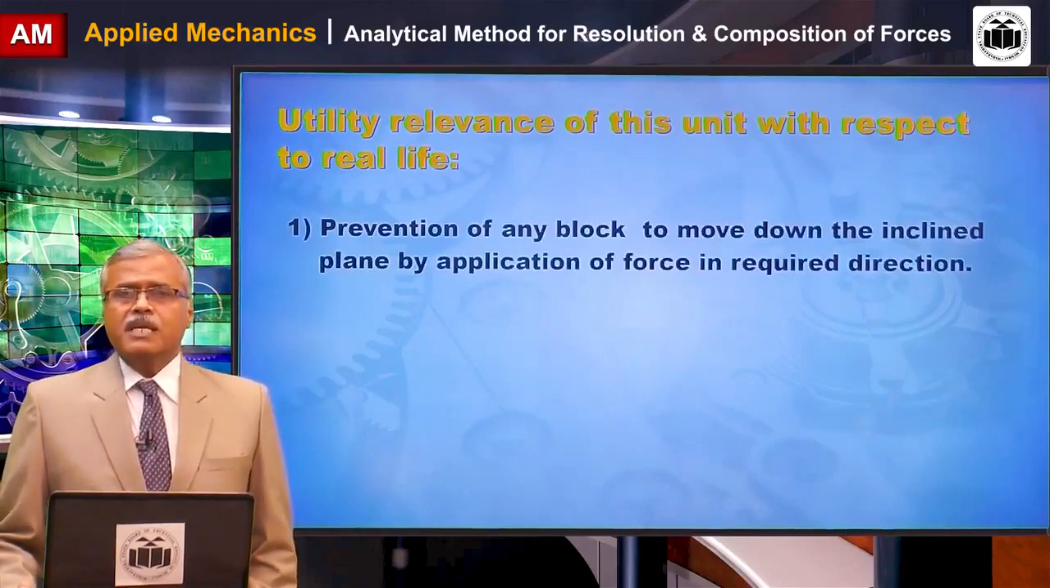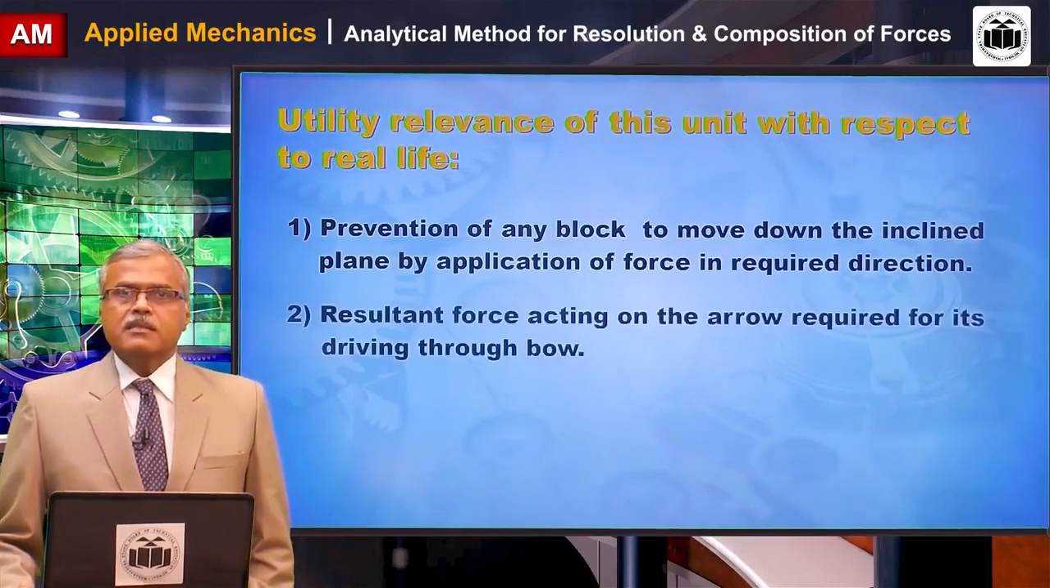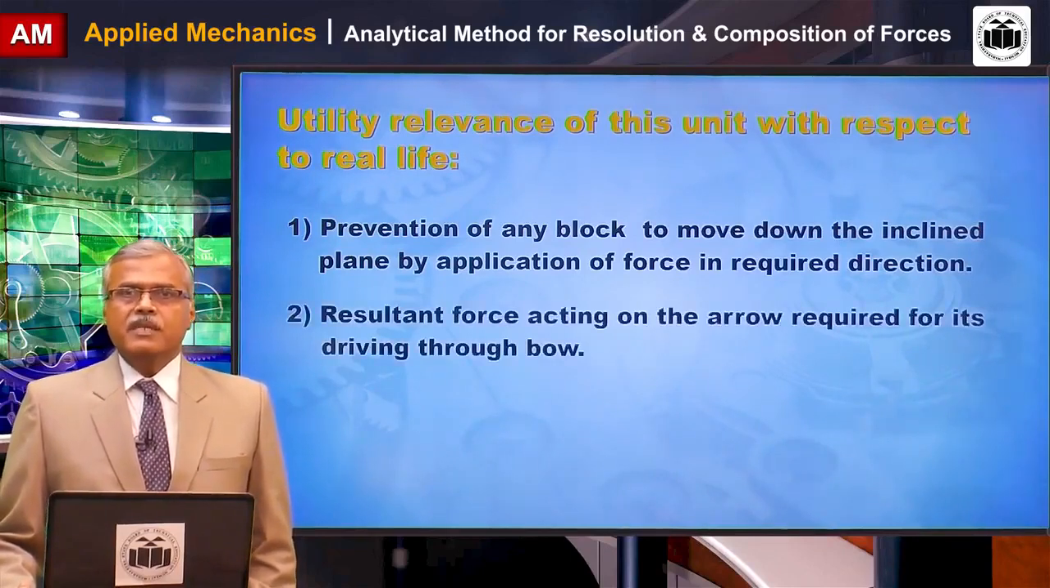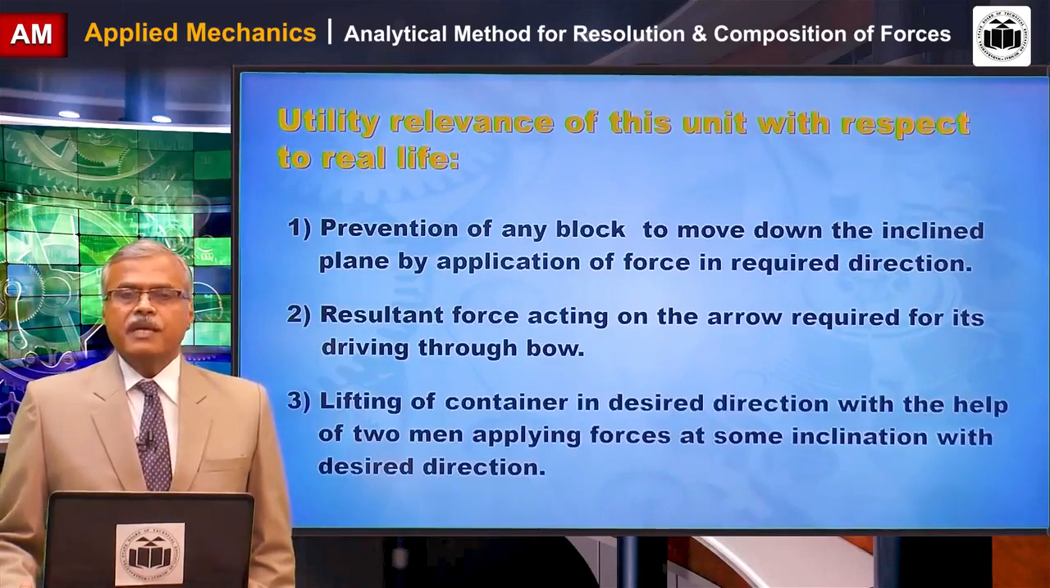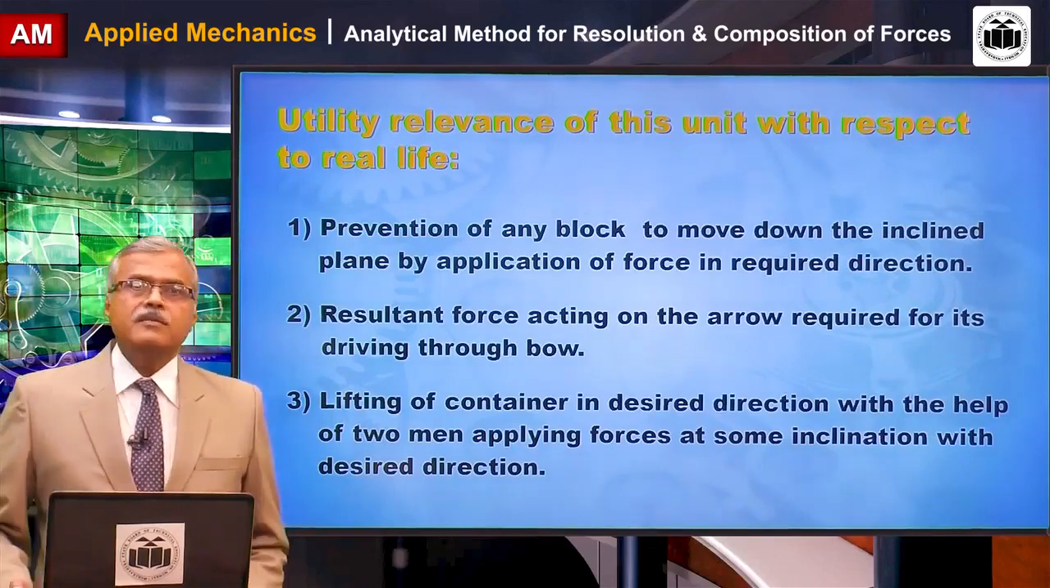Other examples can be stated as preventing a block on an inclined plane from moving down the plane, for which we have to apply a force. Another example is the resultant force acting on an arrow, required for its driving through the bow. Then we can use this for lifting any container in a particular direction by the application of forces by different men in different directions.